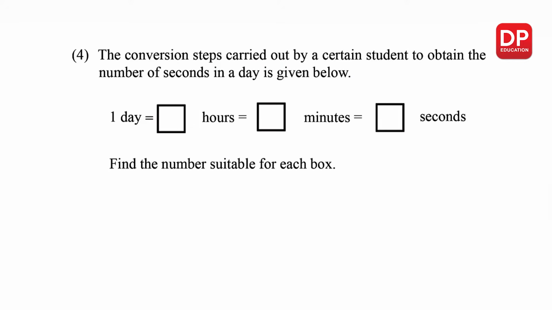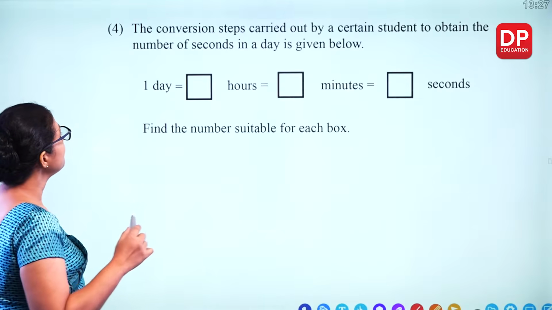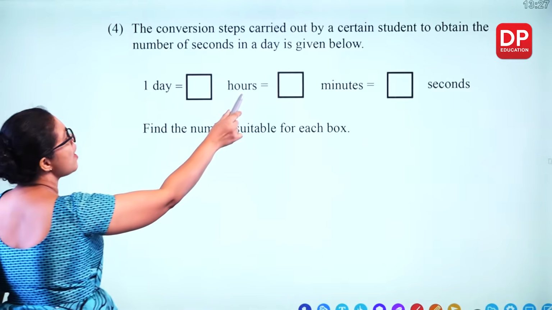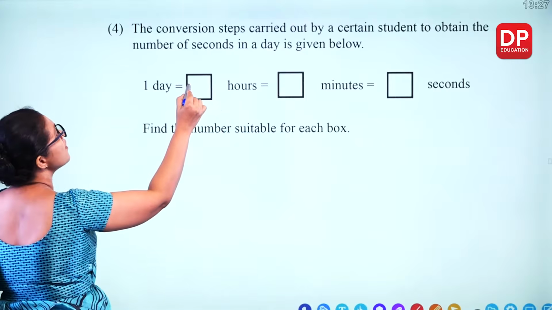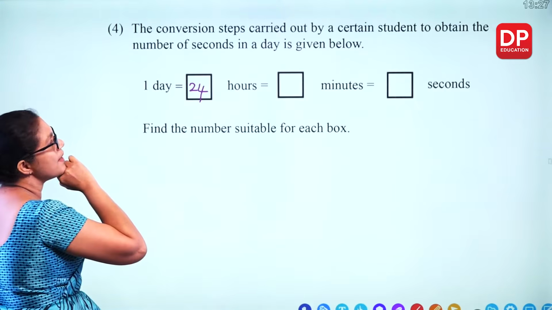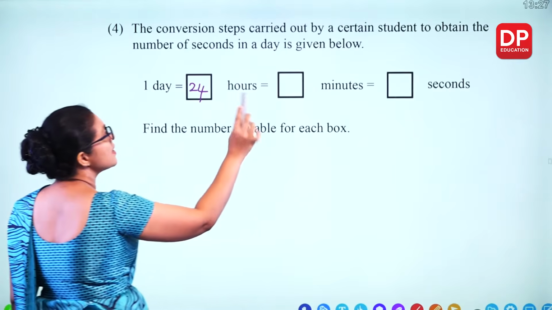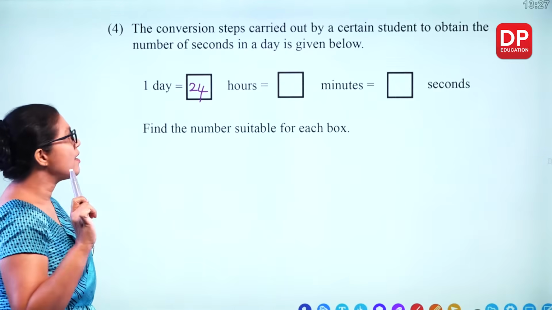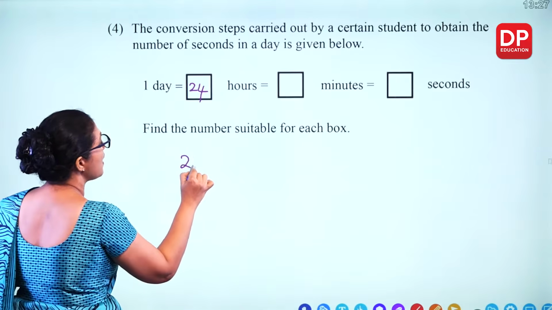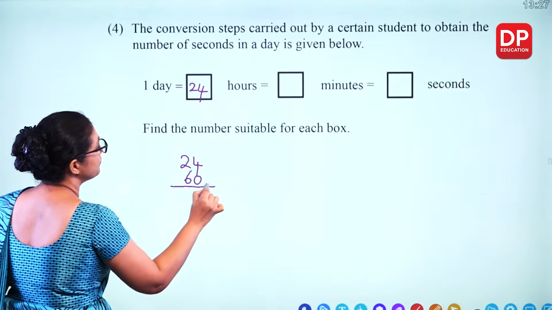Question number 4. The conversion steps carried out by a certain student to obtain the number of seconds in a day is given below. Find the number suitable for each box. 1 day means how many hours? We know that 24 hours are there. So when you convert to minutes, 60 minutes, 1 hour. So you have to multiply this by 60.